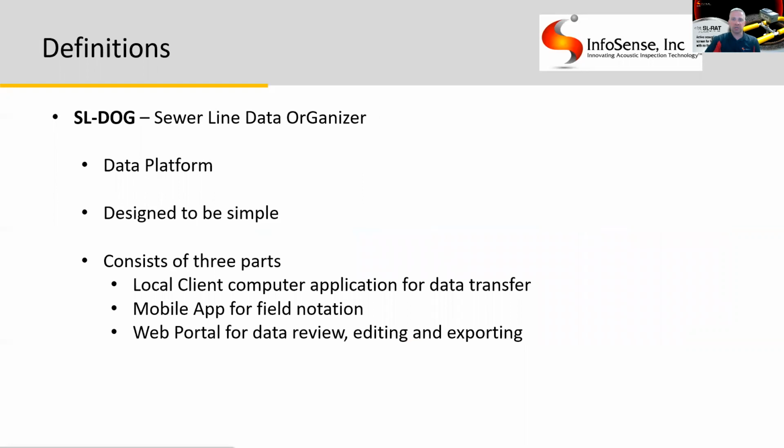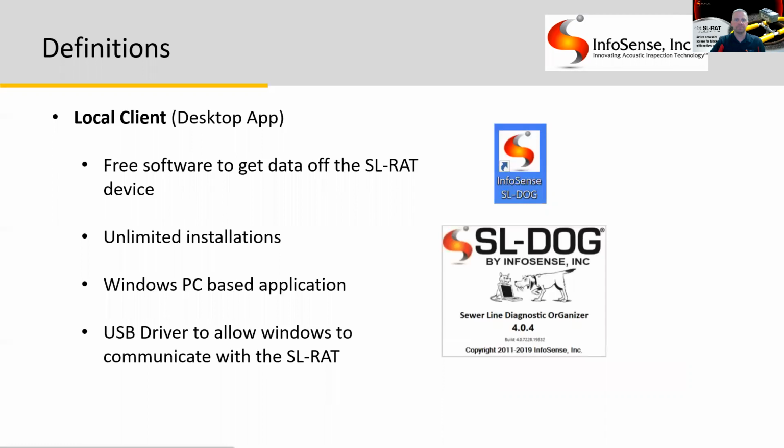The SLDog, or Sewer Line Data Organizer, is the overall platform to gather the SLRAT data and direct your next sewer maintenance actions. Again, this is designed to be a simple and easy way to make use of the pipe segment scores captured in the field to direct your other more expensive CCTV inspection and cleaning efforts. It consists of three parts: the local client computer application, the mobile app, and the web portal.